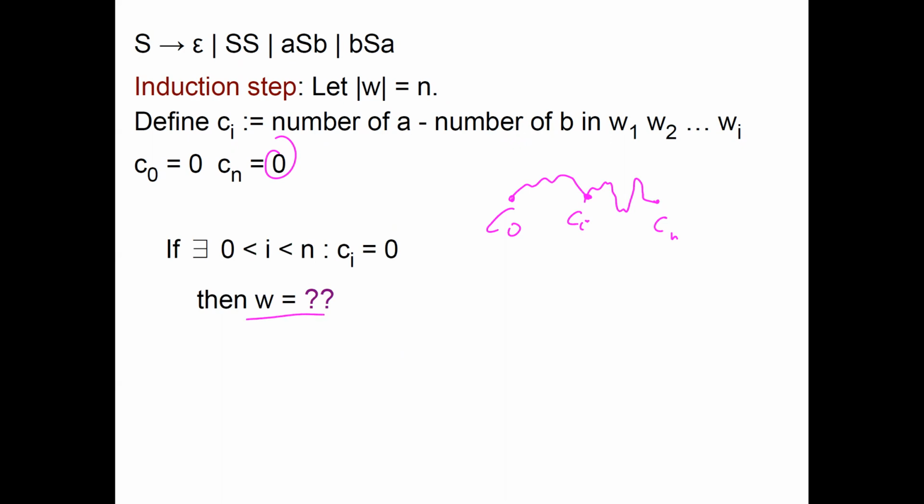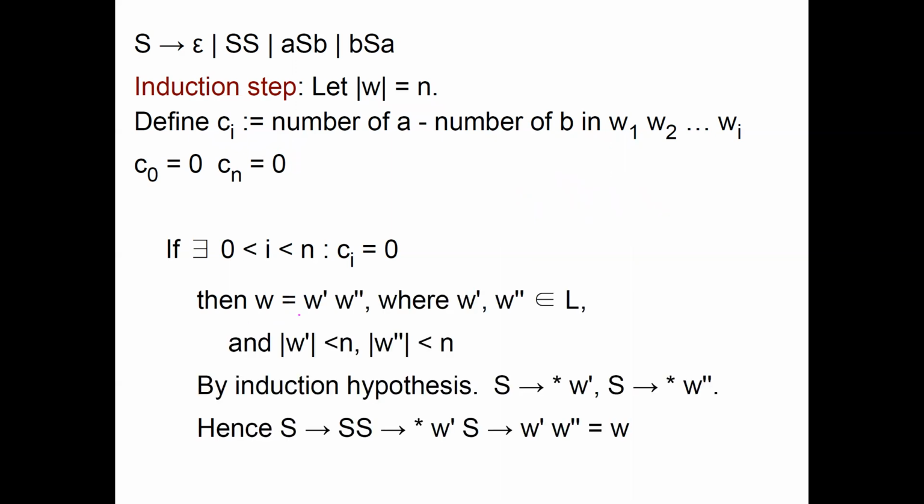And w is equal to what? Can you guess? This is not the hardest case. w is equal to w' concatenated with w'', where they're both in L, because both these two strings must have the same numbers of A's and B's by definition of the C_i's. And they're shorter. So by induction hypothesis, I can derive w' and I can derive w''. So I can now derive w using S goes to SS, then derive w' and w'', which is w.